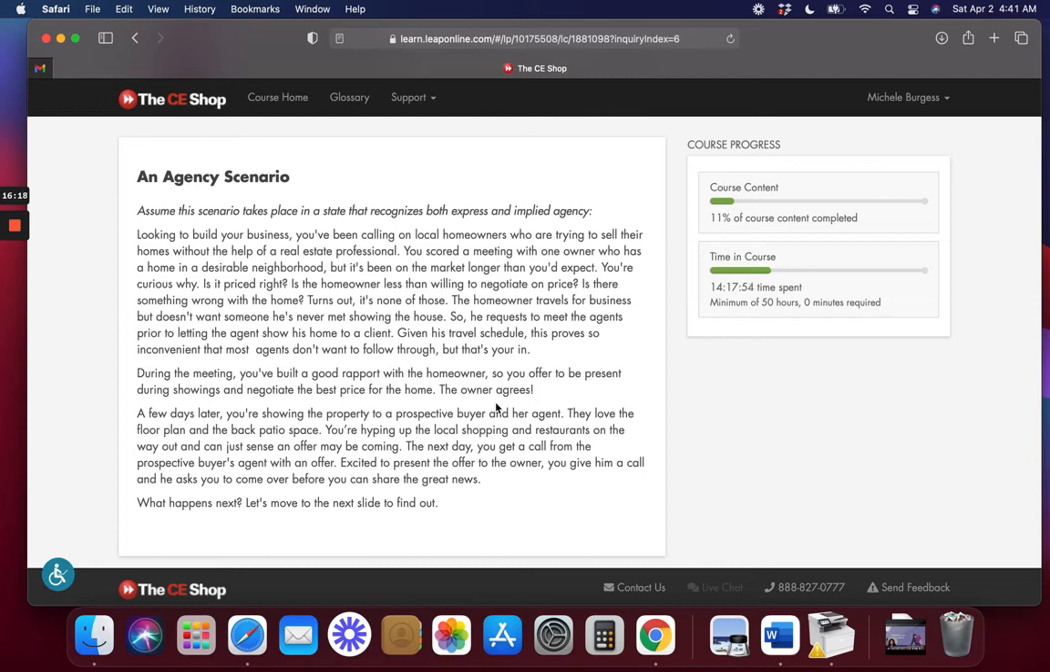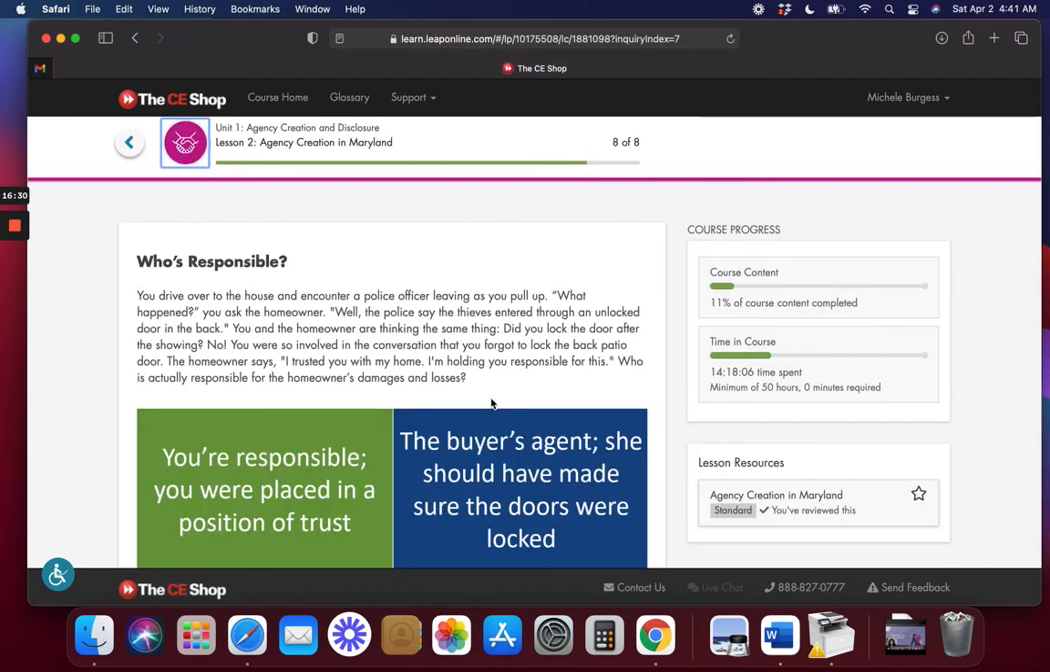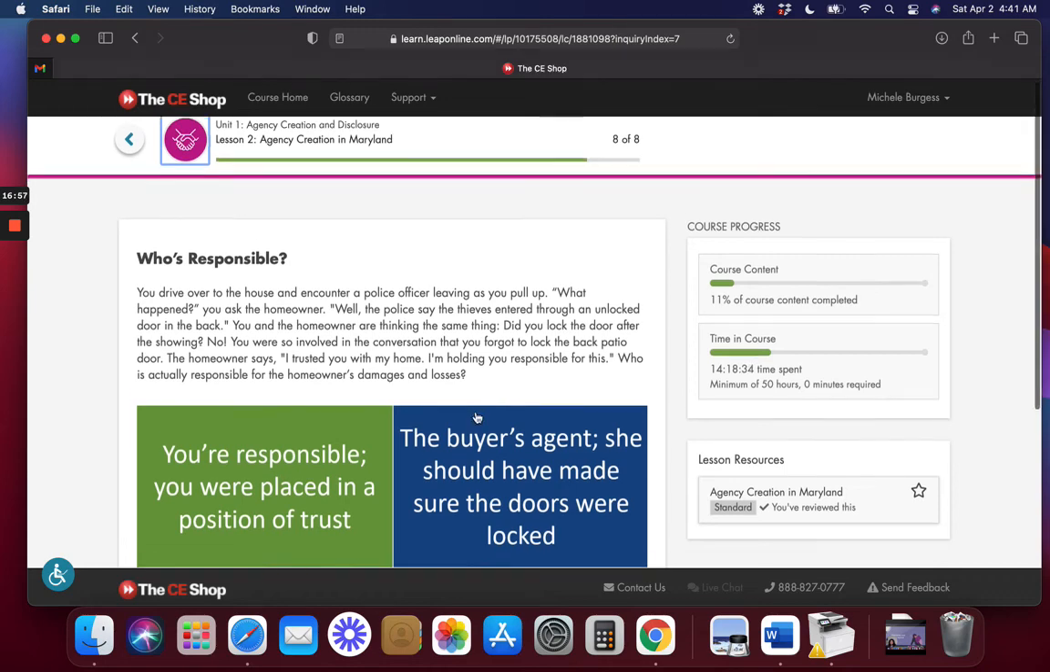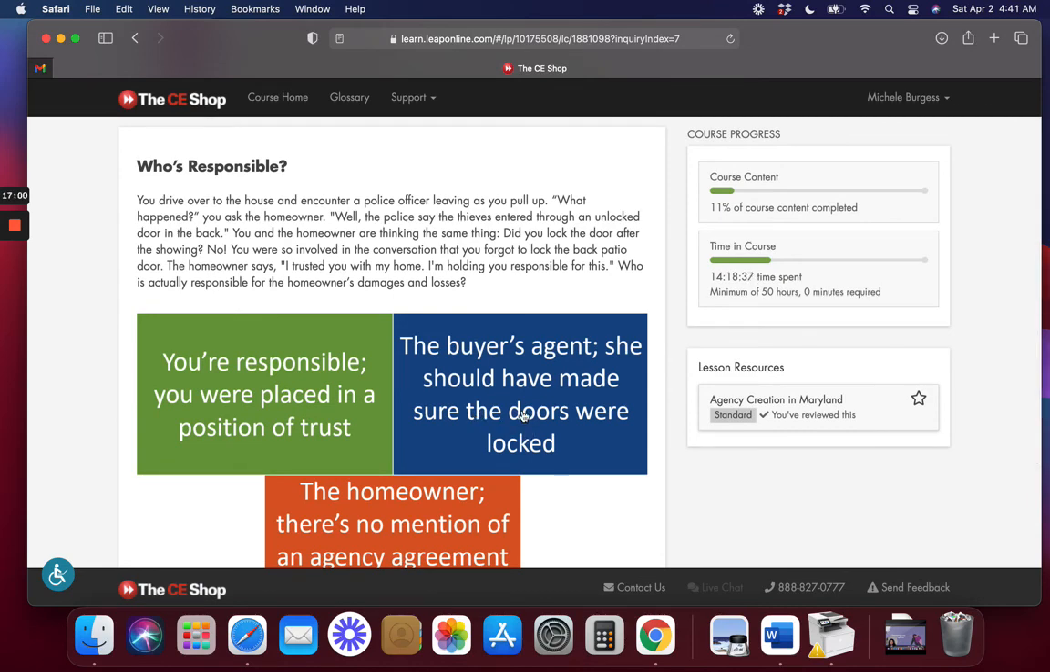The next day, you get a call from the prospective buyer's agent with an offer. Excited to present the offer to the owner, you give him a call and ask if he could come over before you share the good news. What happens next? Who's responsible? You drove to the house and encountered a police officer leaving as you pull up. What happened? Well, the police say the thieves entered through an unlocked door in the back. You and the homeowner are thinking the same thing. Did you lock the door after the showing? No, so you forgot to lock the back patio door, and the homeowner says, I trusted you with my home and I'm holding you responsible for this. Who is actually responsible for the homeowner's damages and losses?